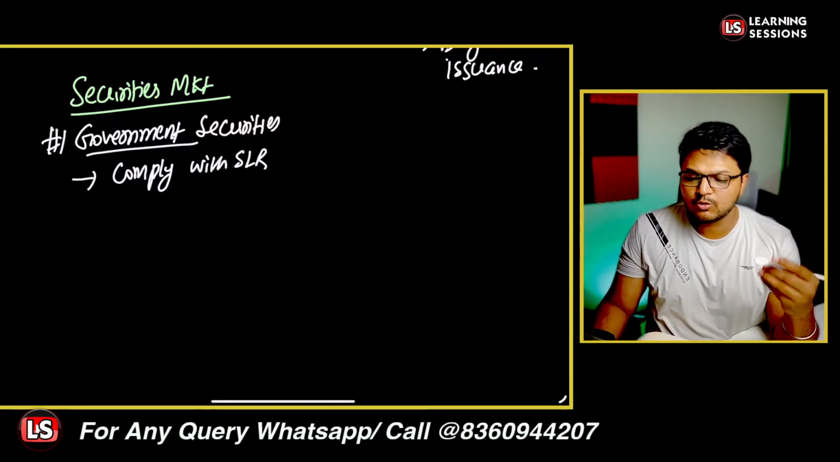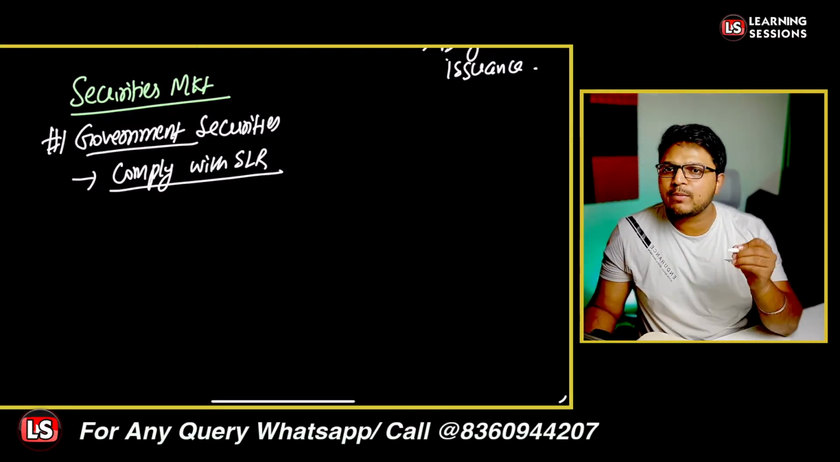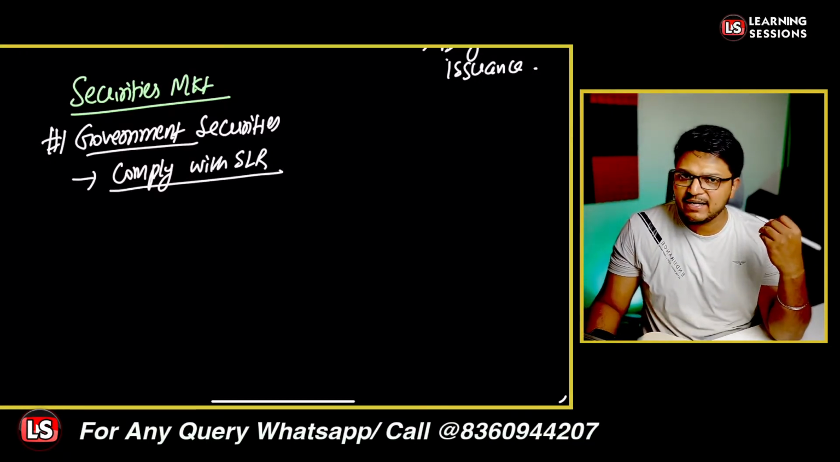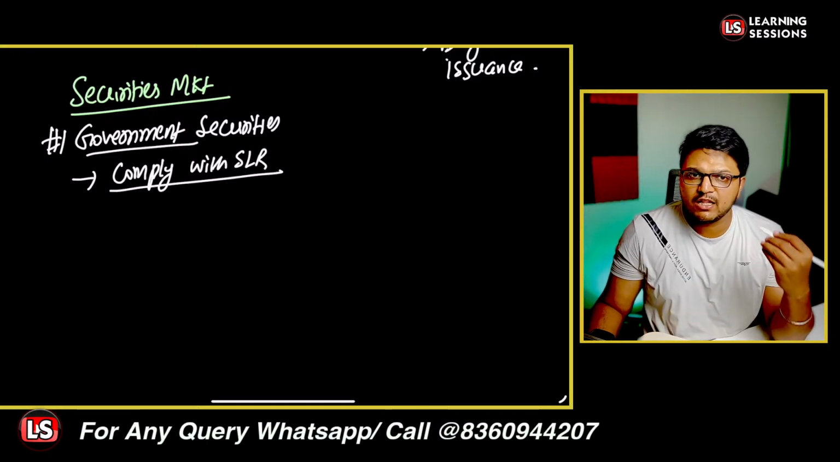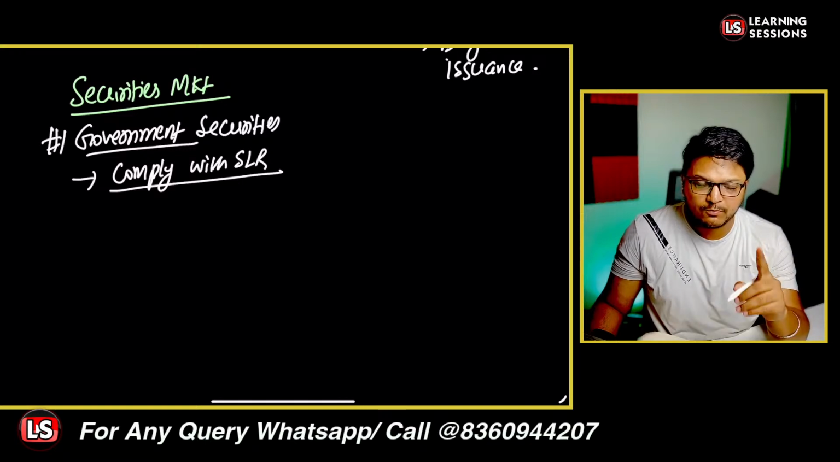So the banks, that is the scheduled commercial banks, are to maintain the SLR, a fixed percentage of NDTL, that is net demand and time liabilities, to be maintained in the form of SLR, and this can be maximum up to 50%. No, sorry, maximum up to 40%.